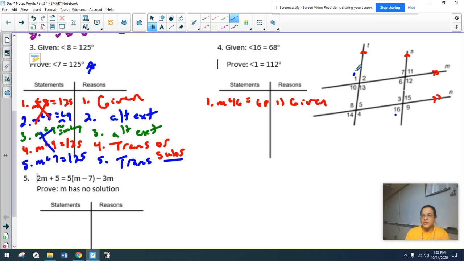So I have angle 16, and I'm trying to make my way over to angle 1 and figure out what its measurement is. So again, bunch of different ways to start it. 16 and 11 or 16 and 6. 16 and 11 are alternate exteriors. 16 and 6 are corresponding. 16 and 14 are corresponding. Or 16 and 5 are alternate interiors. Doesn't matter which one you want to do. Makes no difference. So I'm just going to use 16 and 5.